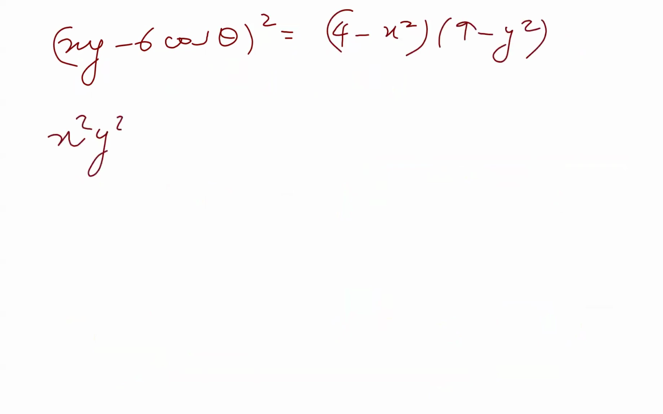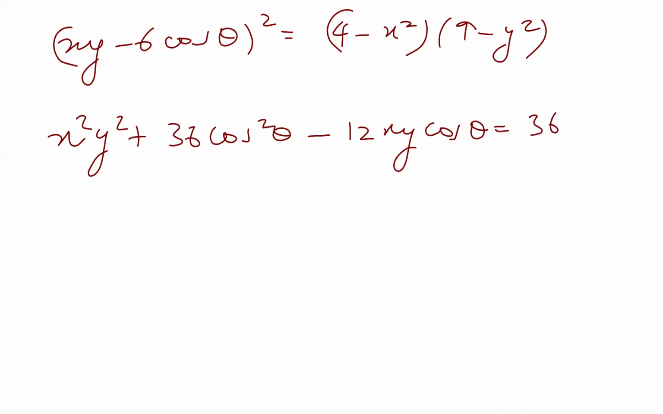So a square plus b square minus 2ab. So 12xy cos theta, equal to 36 minus 9y square minus 4y square minus 9x square plus x square y square. So you can see x square y square is getting cancelled on both the sides.